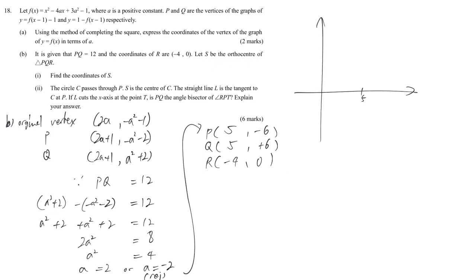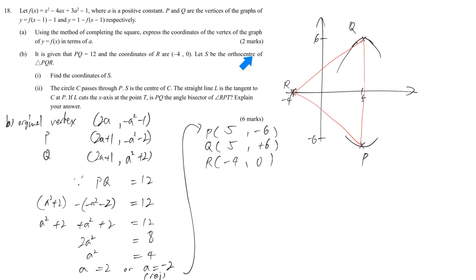So P, go right by 5 and then go down by 6. P here. And then we have Q here. And then there is a point R. R is (negative 4, 0). So maybe somewhere here. Triangle PQR. So we are going to connect Q, R, and P.